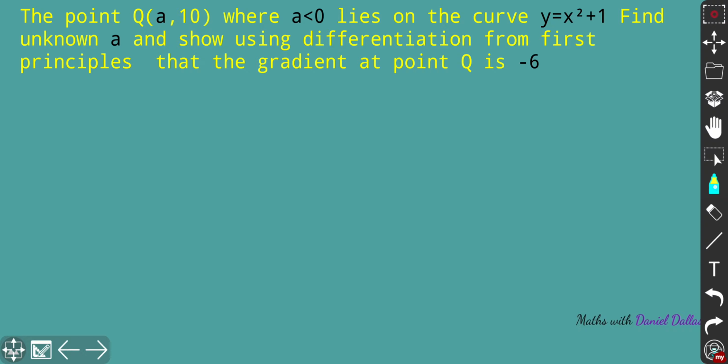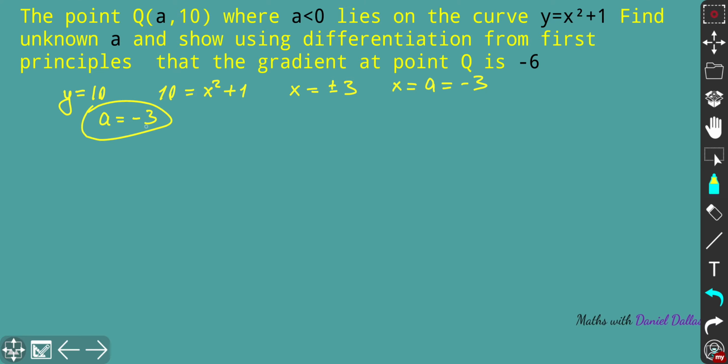is negative 6. Okay, so first of all, let's find the coordinates for a, knowing that the y coordinate of Q is 10 and it lies on the curve. So y equals 10 and you can plug it into the equation of the function. So 10 will be equal to x squared plus 1. If you rearrange and take the square root of both sides, you'll get plus or minus 3. Because a is negative, and x is going to be a, we take only the negative value. So we found that a is negative 3, and this is the x coordinate.